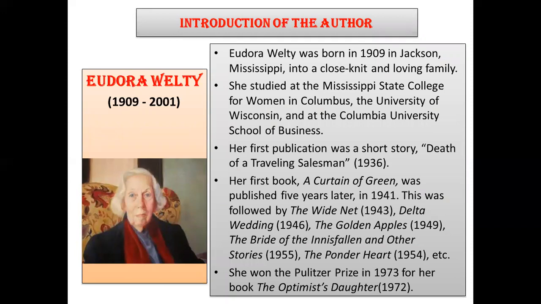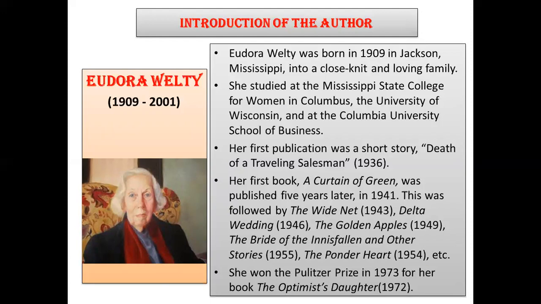Eudora Welty. Eudora Welty was born in 1909 in Jackson, Mississippi, into a close-knit and loving family. She studied at the Mississippi State College for Women in Columbus, the University of Wisconsin, and also at the Columbia University School of Business. So it shows that she had, in fact, a very, very good education. She actually began writing for various newspapers, and she was also very good at photography. However, her real love lay in writing, short stories, novels, etc.